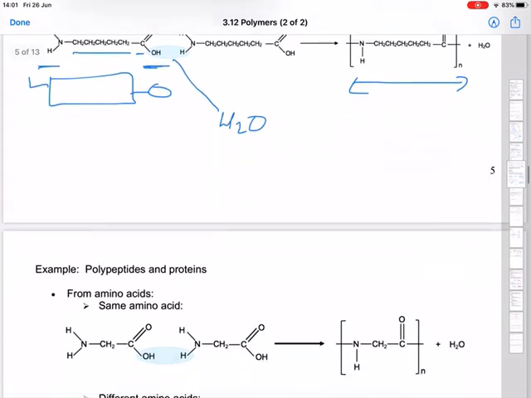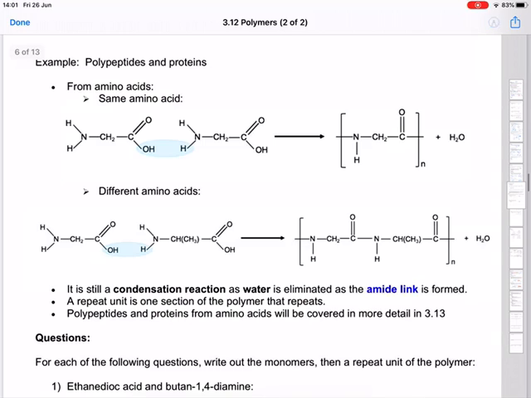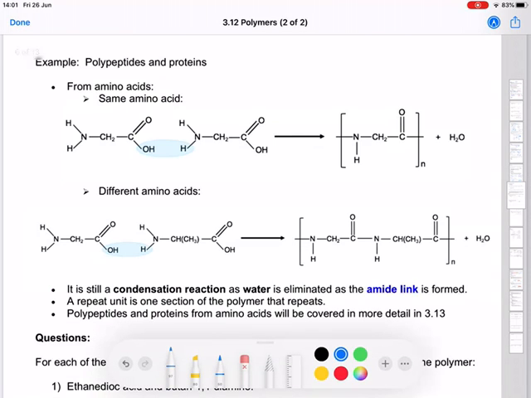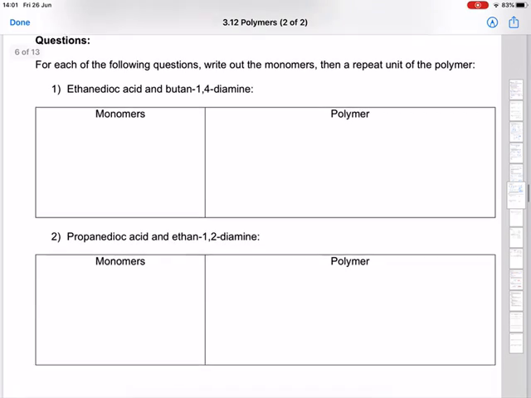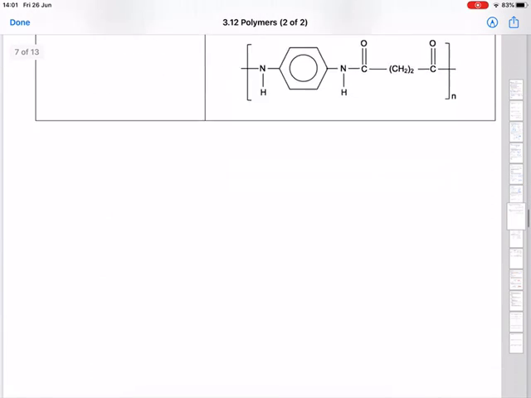So going back to this then, there's our example, and just a couple of examples really. The same process occurs all the time, OH, hydrogen, OH, hydrogen. Because it's the same molecule, I've got a short repeat unit. Here I've got different ones, so OH off here, hydrogen off there, OH off here. So I have a longer repeat unit now. And there is my amide link there, whereas my amide link in the one above would be at this point here. Okay, and again, some questions for you to have a look at.